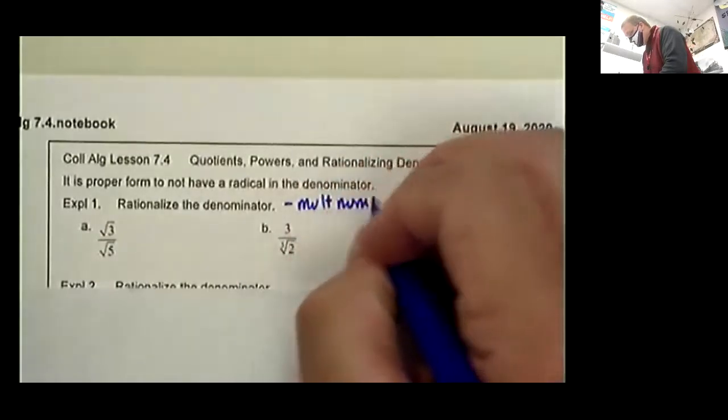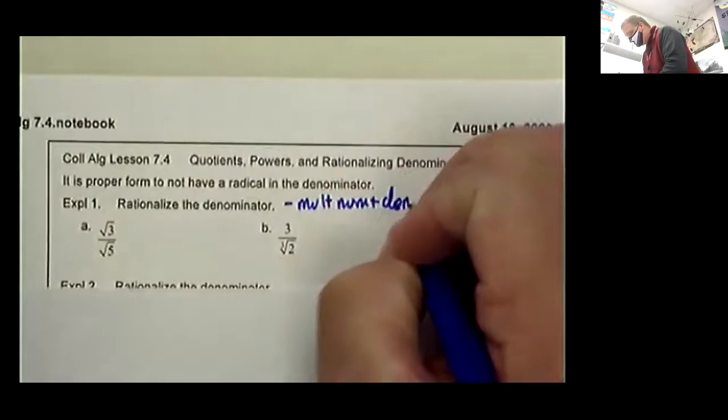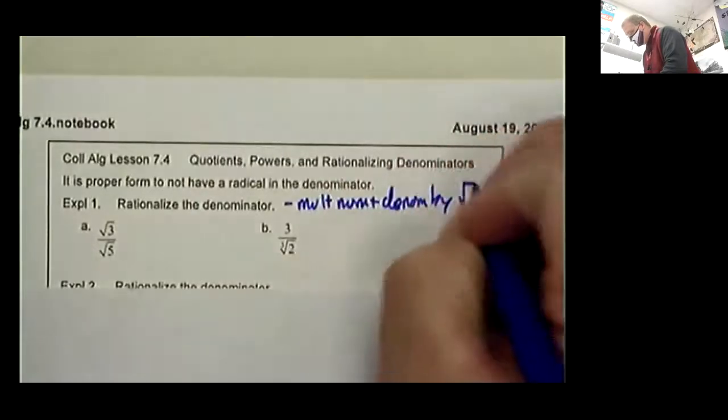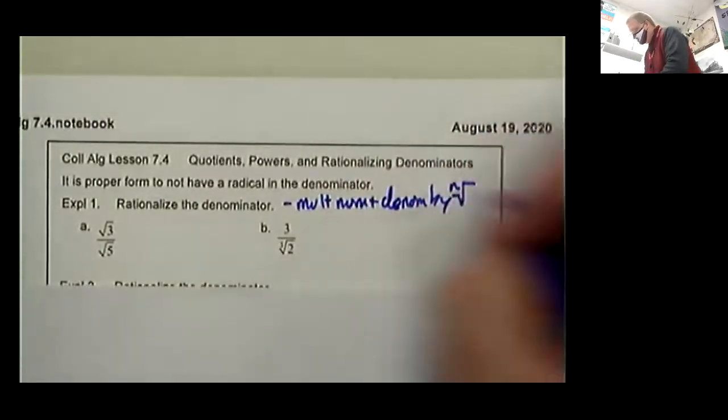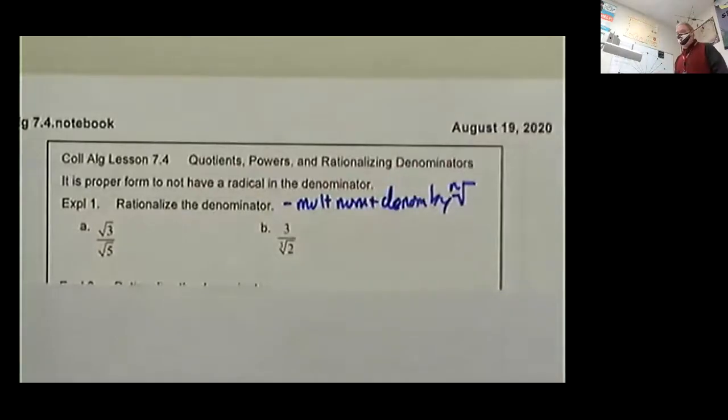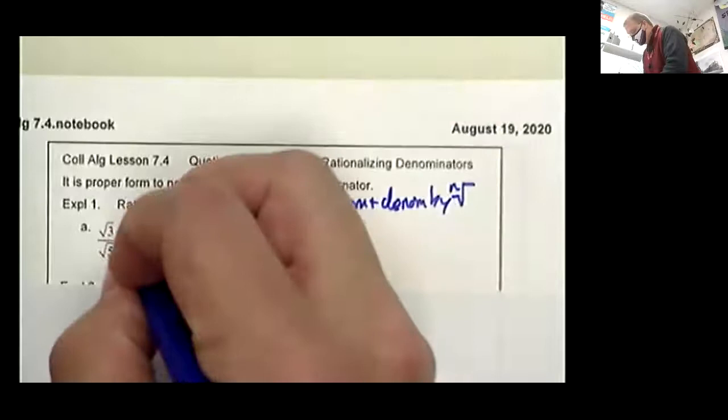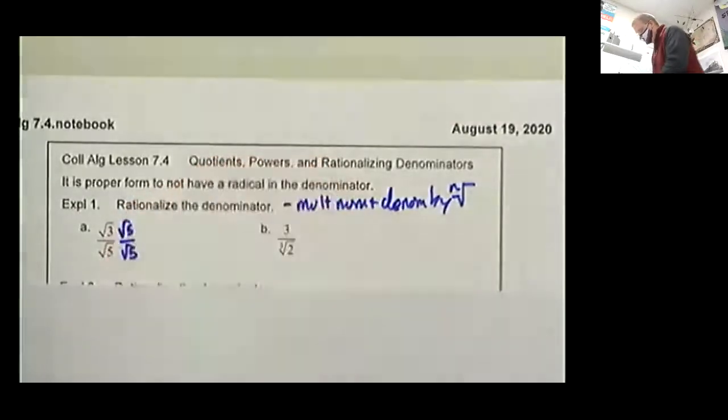Multiply the numerator and denominator by whatever the root is. And I'm going to put it in here because it doesn't have to be a square root. It can be a cubed root or a fourth root. For example, letter A, we're just going to simply multiply the top and bottom by root 5.